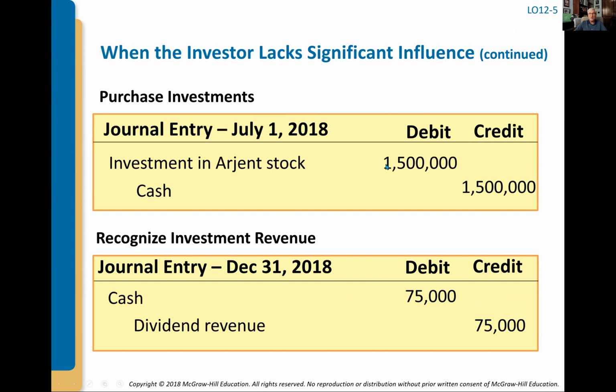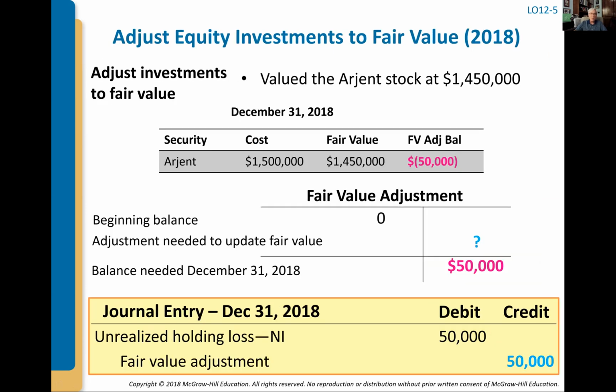This is our first journal entry, investment. Here's our second journal entry for the dividend. Dividend becomes revenue. Remember, if we have more than 20%, we have significant influence, we do not record dividend revenue. So this is a difference here. And we will record an adjustment, unrealized loss of 50,000. This is because the value was 1,450,000.